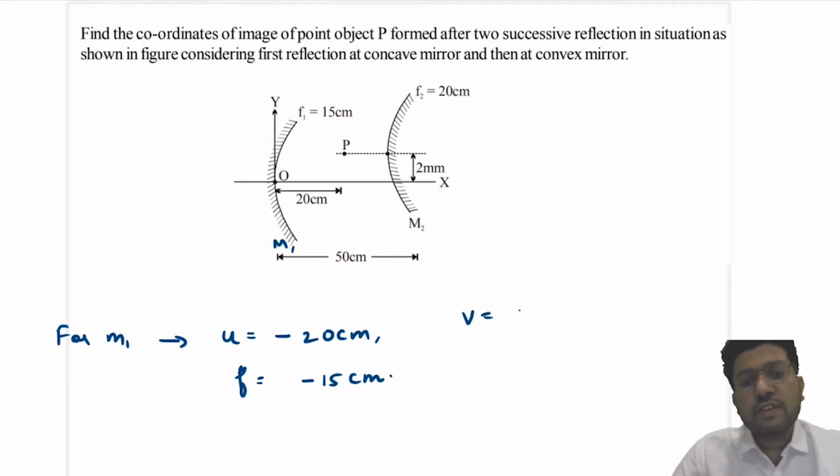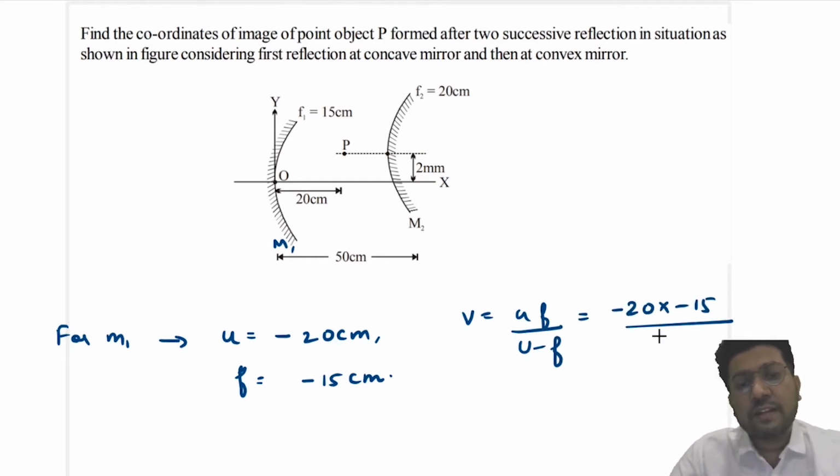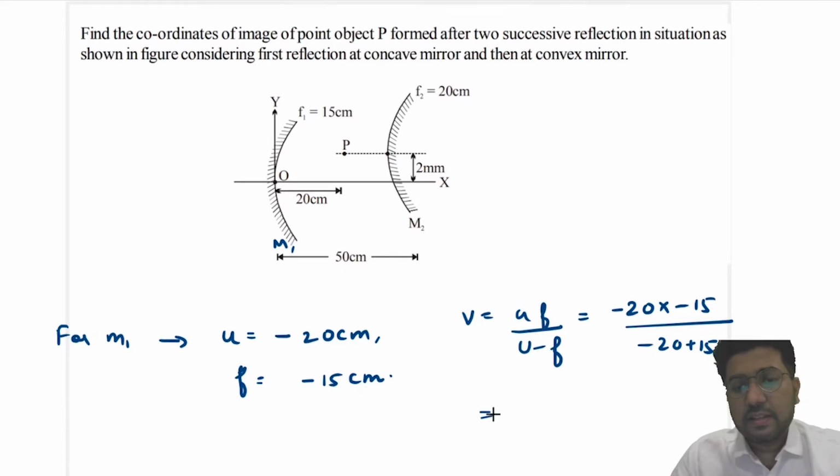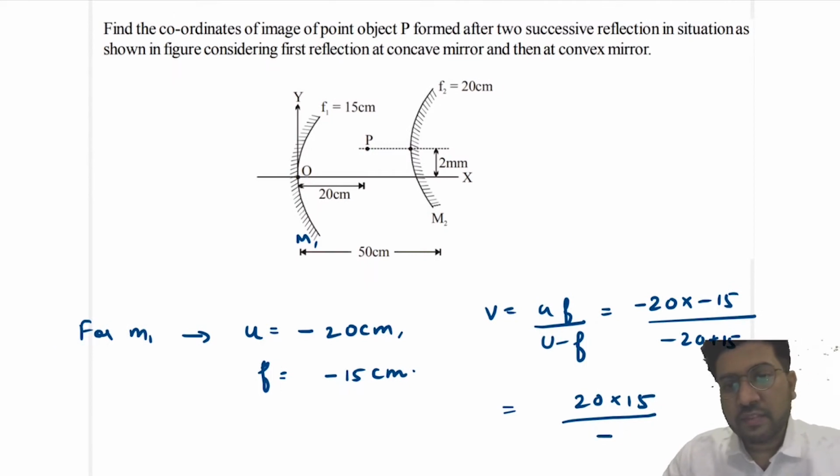So if you use v is equal to uf by u minus f, you will get minus 20 into minus 15 divided by minus 20 plus 15. Why plus 15? Because minus of minus 15 will be plus 15. So from this you will get 20 into 15 divided by minus 5.